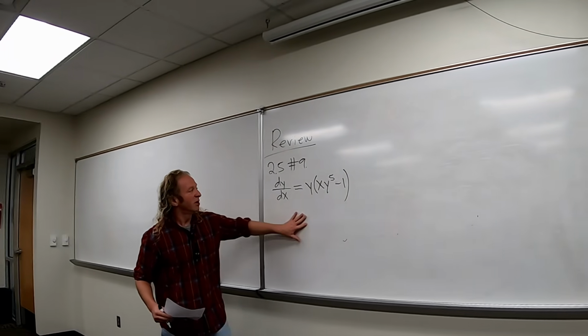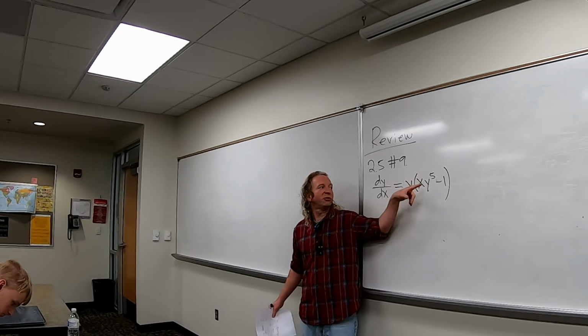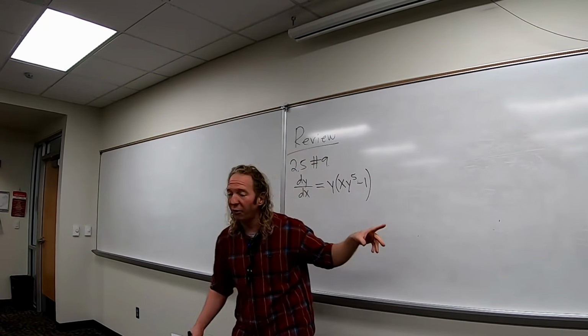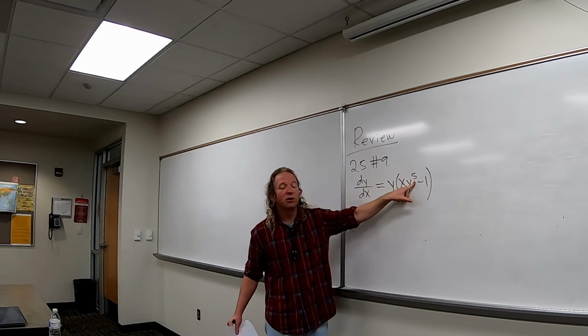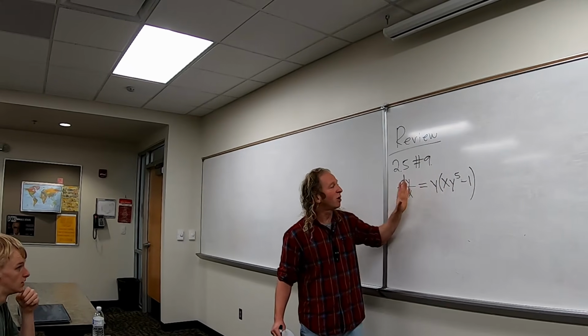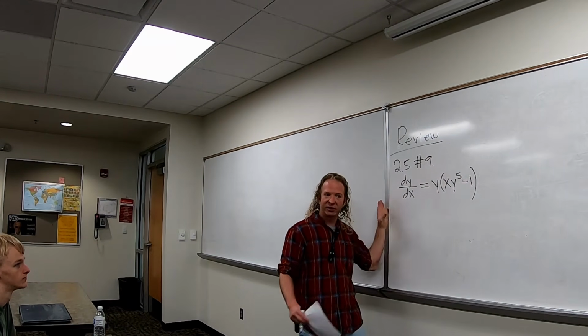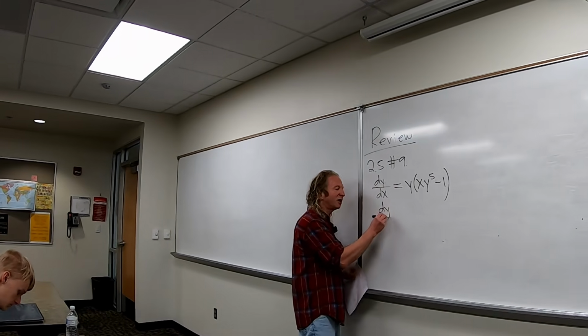So this one is Bernoulli, and you know it's Bernoulli because anyone know why? Y to the 5. Whenever you have y to a power like this, you know it's going to be a Bernoulli. So the first thing you want to do is distribute the y and keep that y to a power on this side and get everything over here. So distribute the y, so we have dy dx.